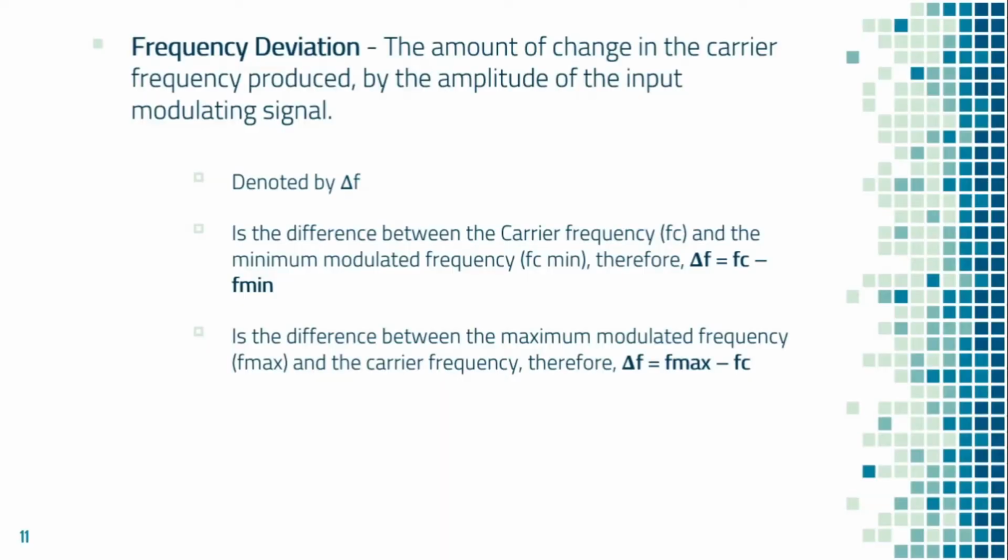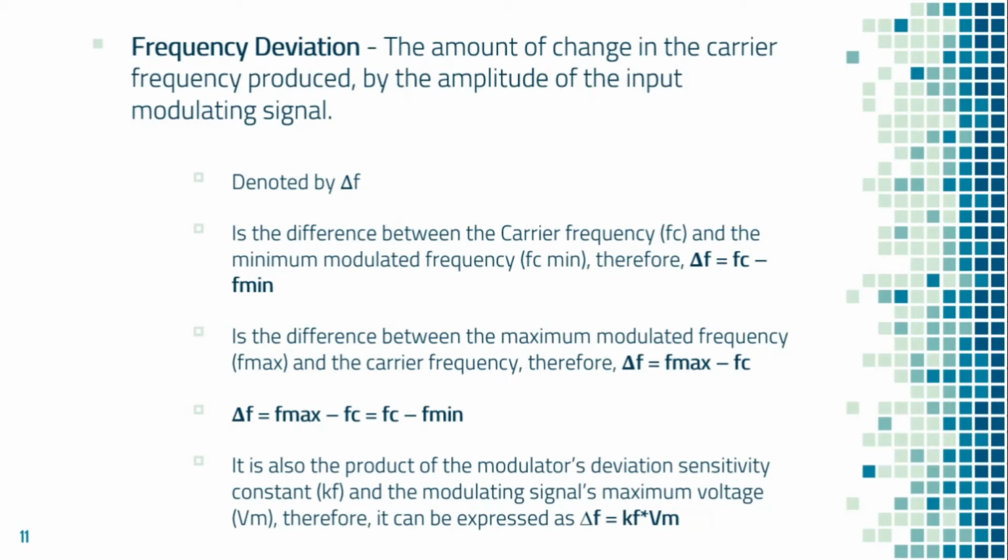Pwede rin siyang mahanap by finding the difference between the maximum modulated frequency or Fmax and the carrier frequency. Therefore, delta F is equals to Fmax minus Fc. So, in short, delta F is equals to Fmax minus Fc, and is equals to Fc minus Fmin. It can also be found by finding the product of the modulator's deviation sensitivity constant and the modulating signal's maximum voltage. Therefore, it can be expressed as delta F is equals to Kf times Vm. Yung deviation sensitivity constant is yung constant yan sa frequency modulator na ginagamit natin. It's usually given or found pagka given yung other parameters or yung other variables.